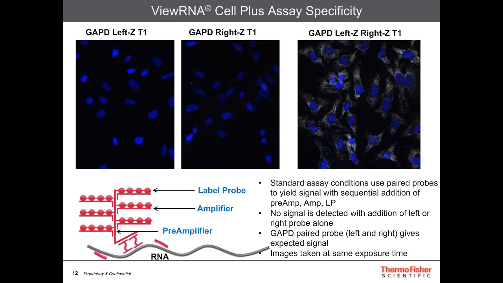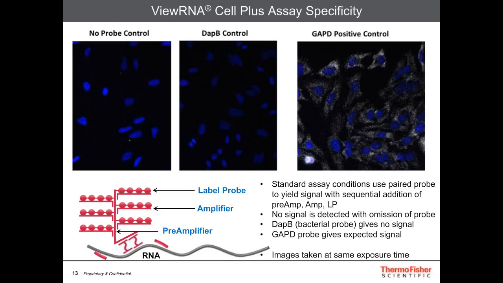And then we followed with the addition of the preamplifier, the amplifier, and the label probe to really build up that tree structure, which really allows us to detect the single RNA species. These images were all taken at the same exposure time, so they're matched exposures and we can truly evaluate the amount of signal between each of these different conditions.